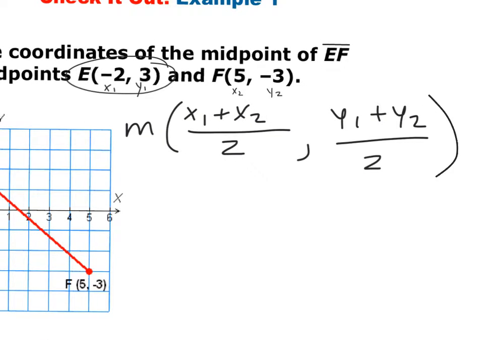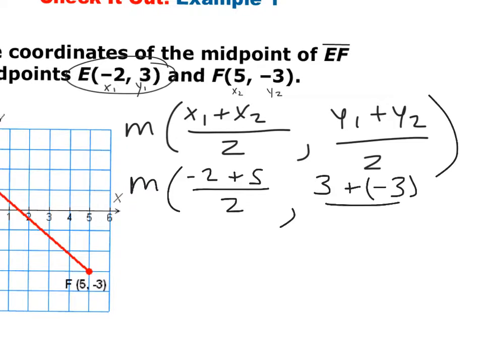So now we plug these points into our formula. So the midpoint is x1, which is negative 2, plus 5 over 2, comma, y1 is 3, plus y2, negative 3 over 2.